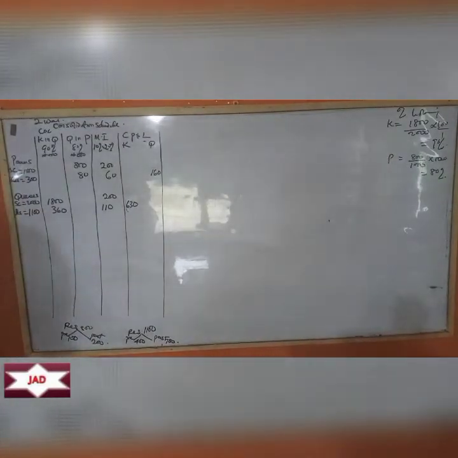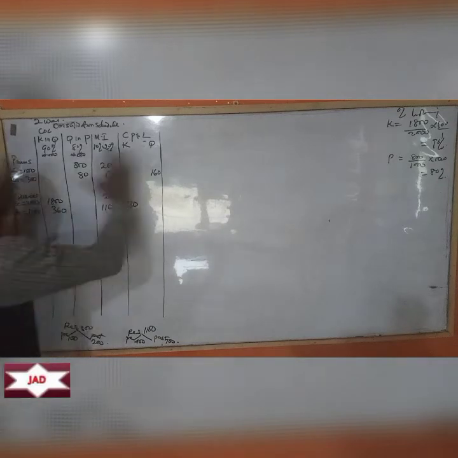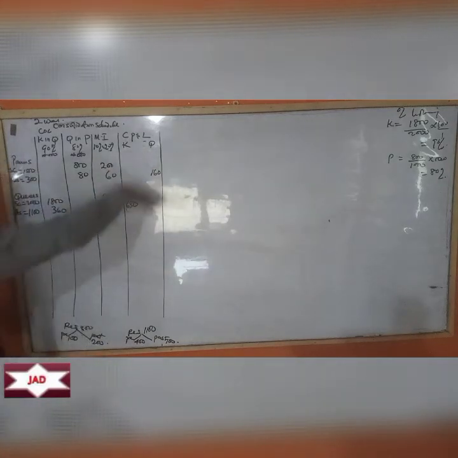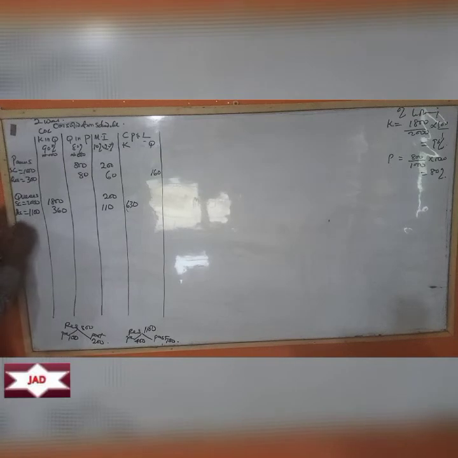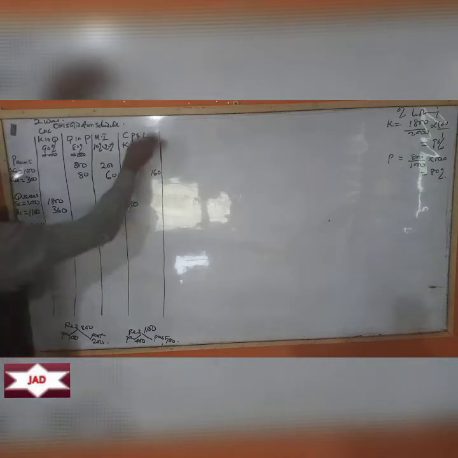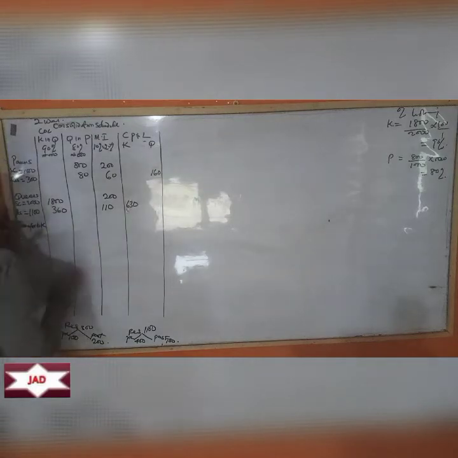So let's try. We have 360 plus 110 plus 630. That's it. Okay? Now that we've done this, we have to liquidate this Q now. So let's take this out. So let's transfer 160 to K.